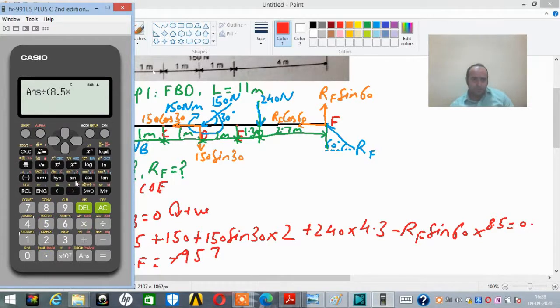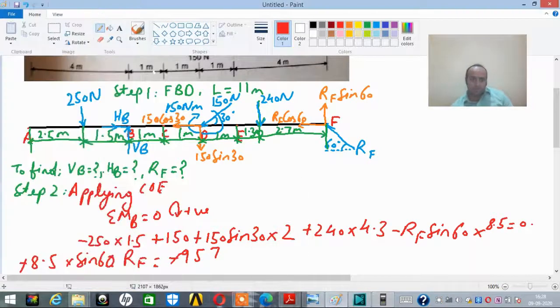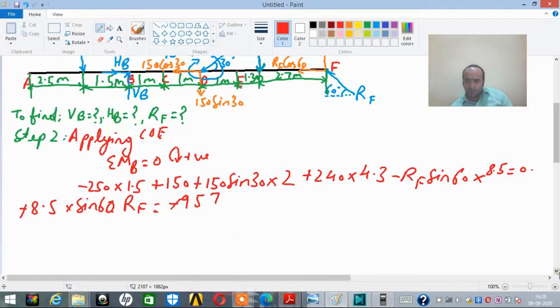into sine of 60, just completing the bracket twice, is equal to 130.005. So RF comes out to 130.005, my dear friends. Even I can write it as 130. So therefore RF is equal to 130.005 Newton.